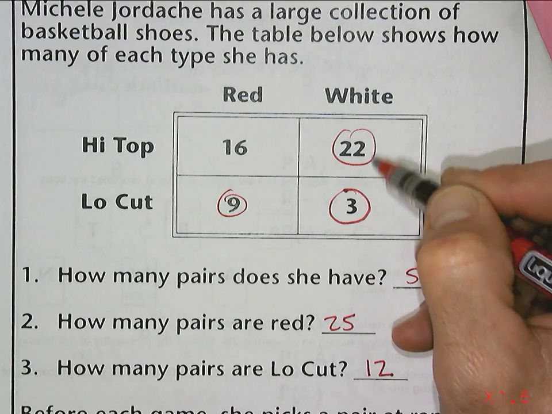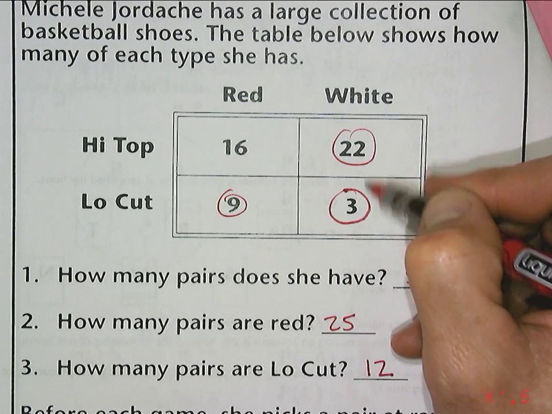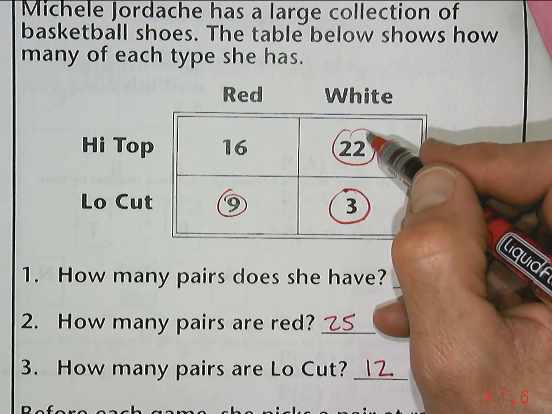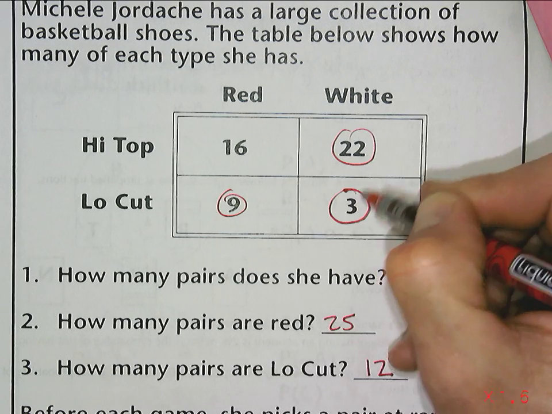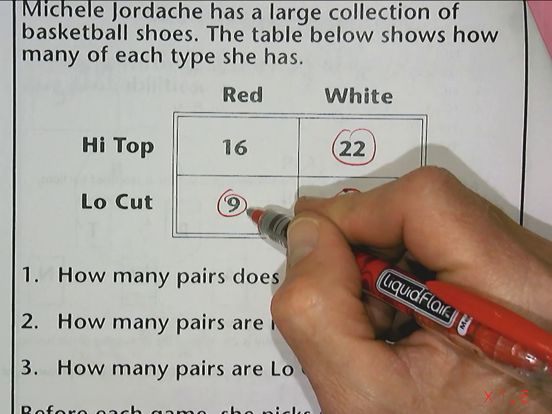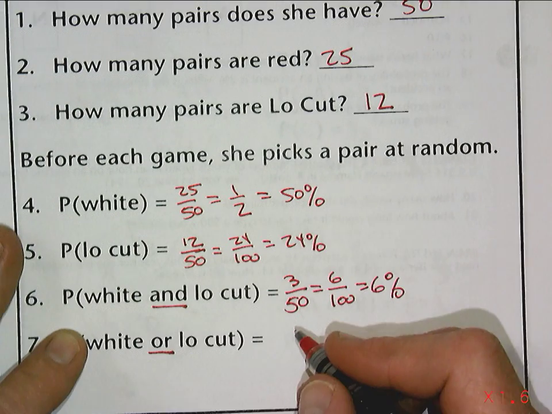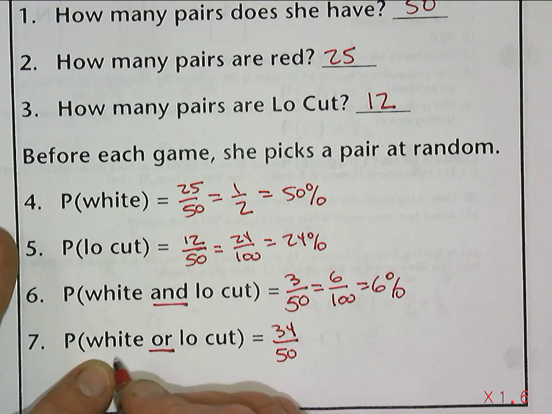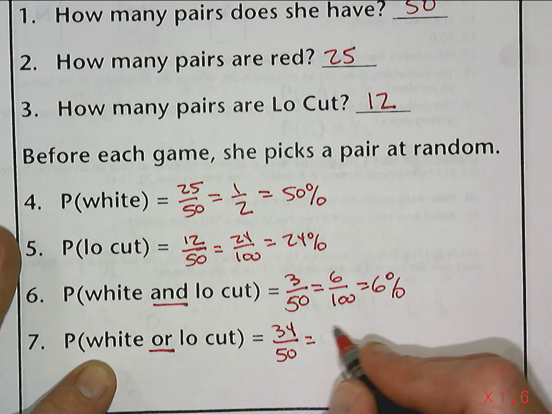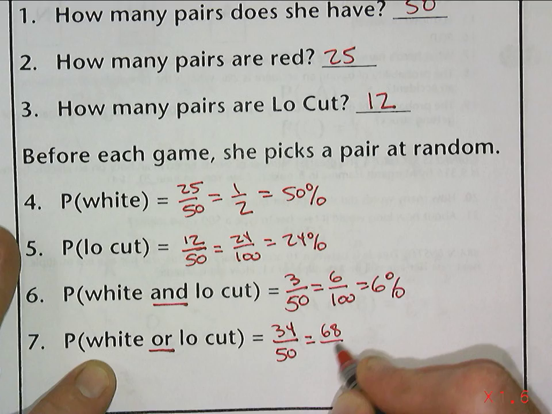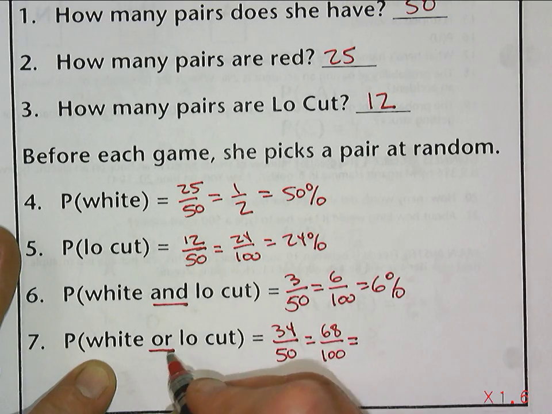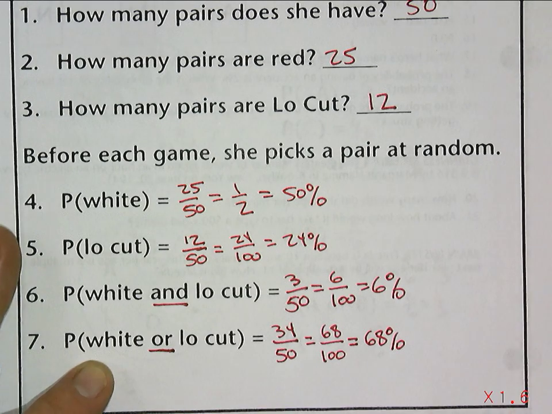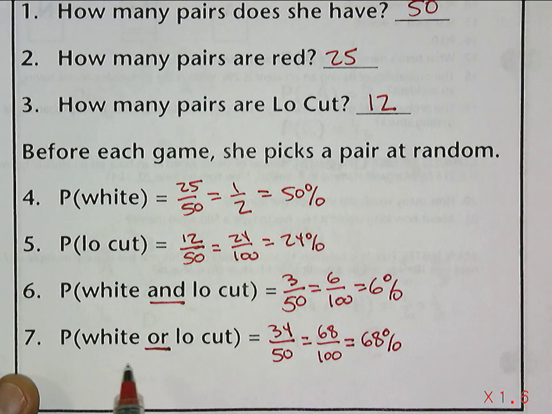Remember before, in a previous lesson, we talked about "and" and "or." "And" always gives you fewer options and "or" always gives you more. In this case we have lots because we can do white or low cut. So we have our 25 and 9 is 34 of the 50 pairs that are white or low cut. So that's 68 out of 100. You can see we get lots more with "or." 68% of the time, if you're choosing randomly, you would get white or low cut.